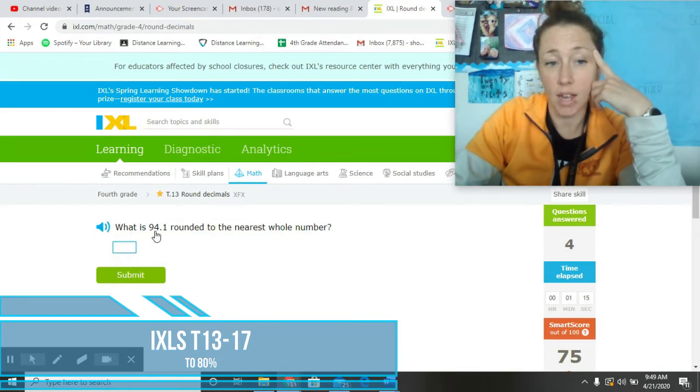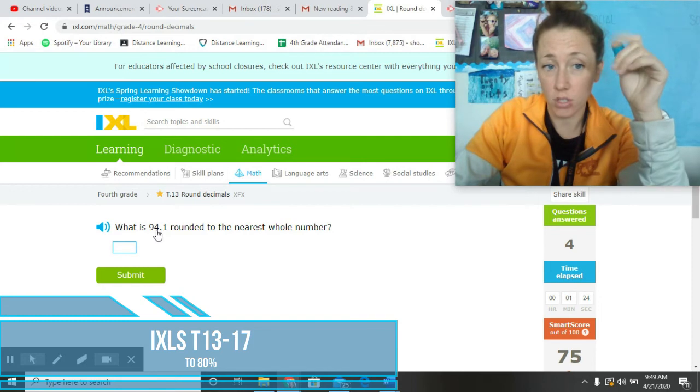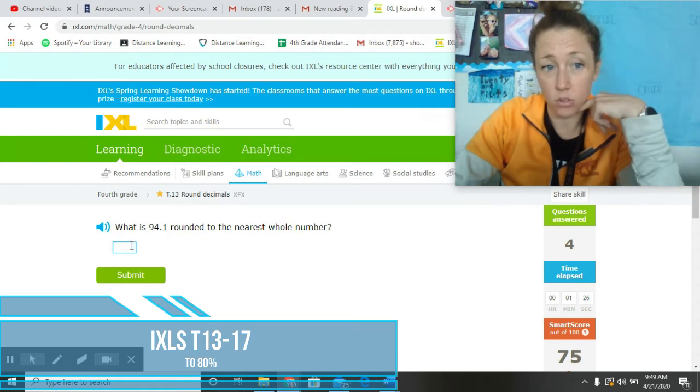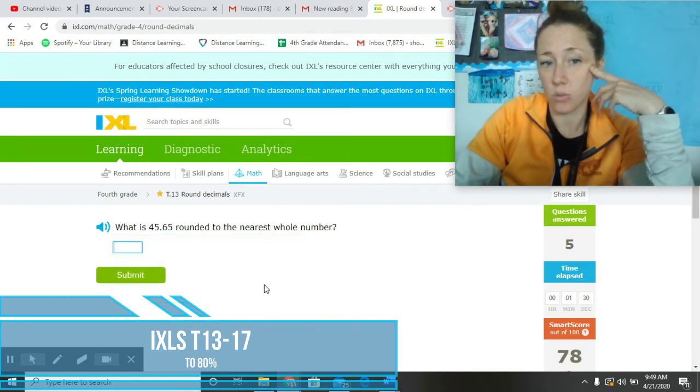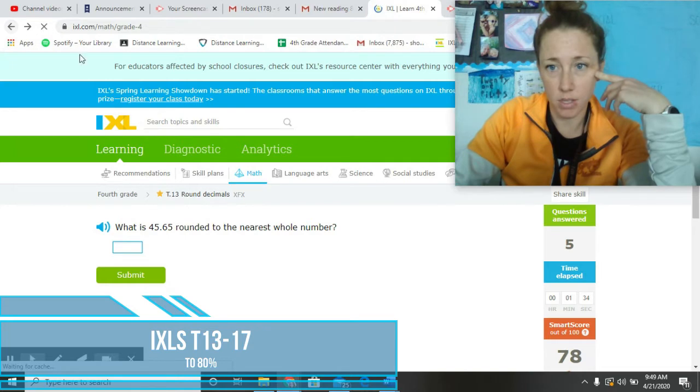So this one, what is 94 1/10 rounded to the nearest whole number? Here's my whole number. So am I going to round up to 95 or down to 94 with a 1? You're right, down to 94. And that's all you're doing for those. Let's go back and see the next one.